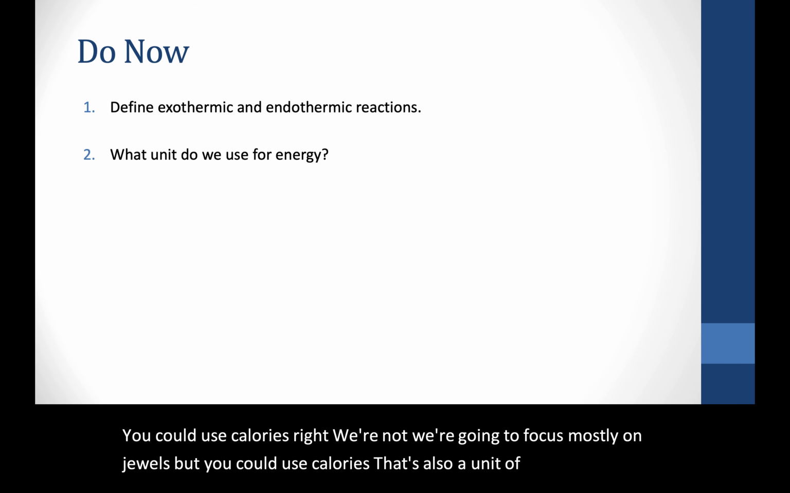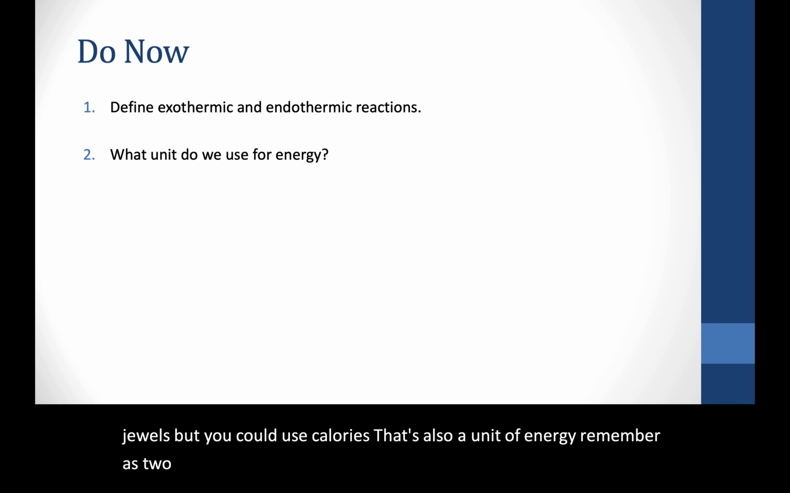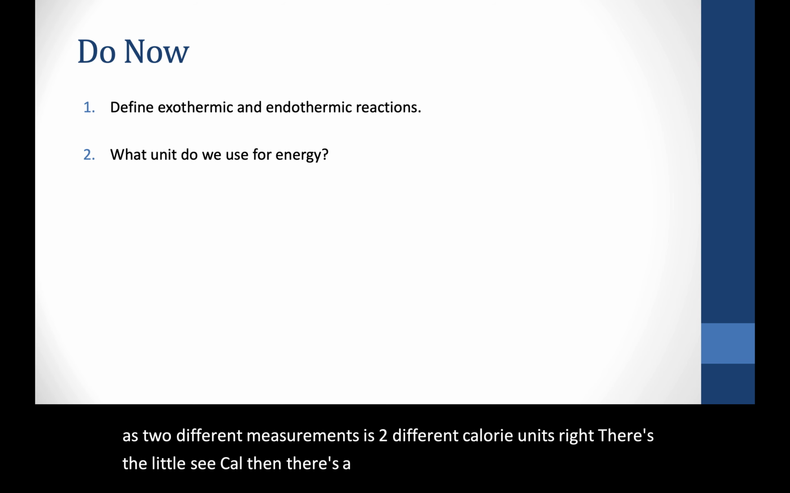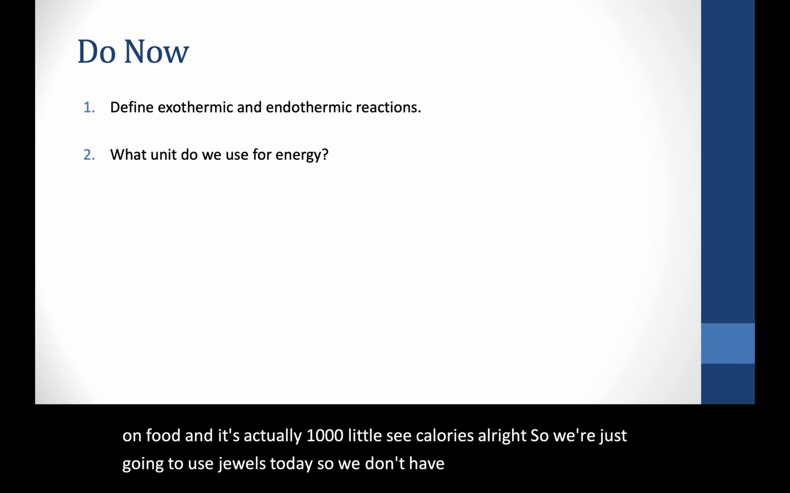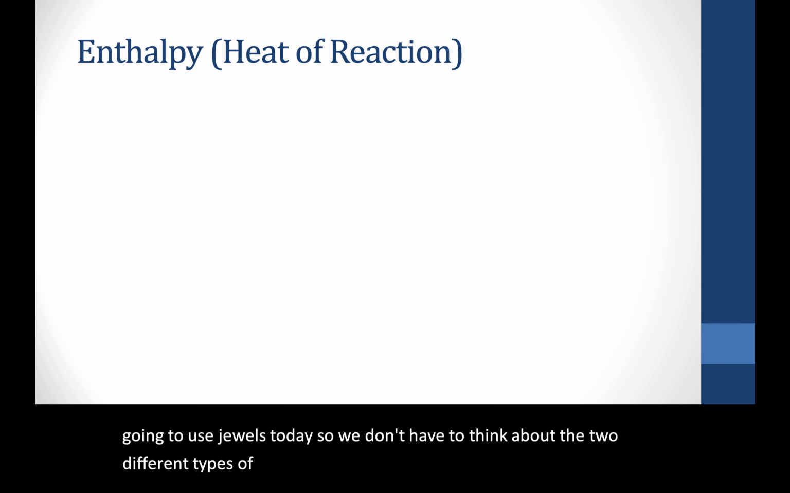Remember, there's two different calorie units, right? There's the little c calorie, and then there's the big C calorie. The big C calorie is what you see on food, and it's actually 1,000 little c calories. All right, so we're just going to use joules today, so we don't have to think about the two different types of calories.